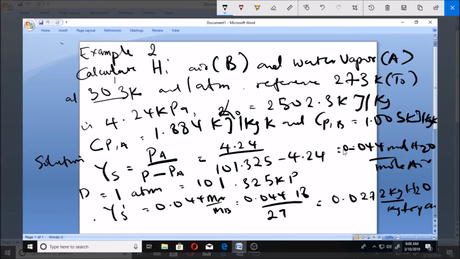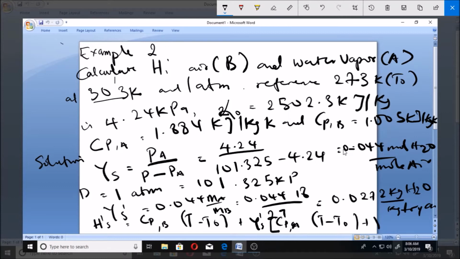Now we put in the formula for the enthalpy, which is HS prime, equal to Cp B, very important, in bracket B comes first, T minus T0, plus YS prime into bracket CpA into bracket T minus T0, plus lambda 0. So that's what we have.